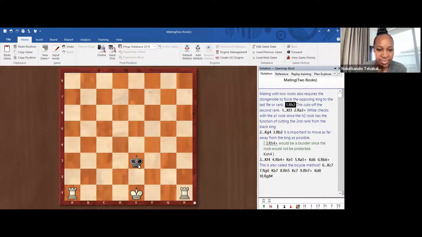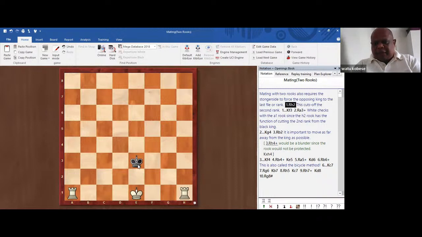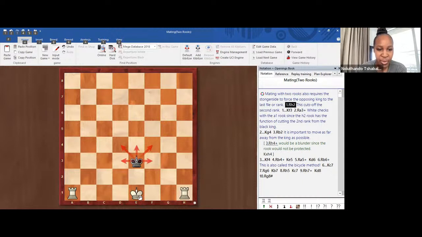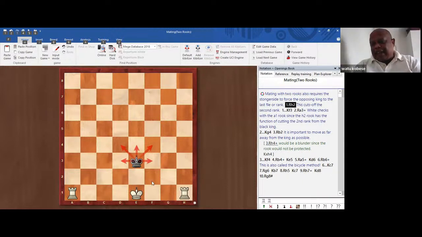You see, the king can move to 8 different squares. For example, when the king is here, it can move there, there, there. It cannot move there because this king is there. This king also controls these 3 squares, but normally it would be able to move there, there, and there. So it would be 8 squares that the king can move to. That's a lot of squares.